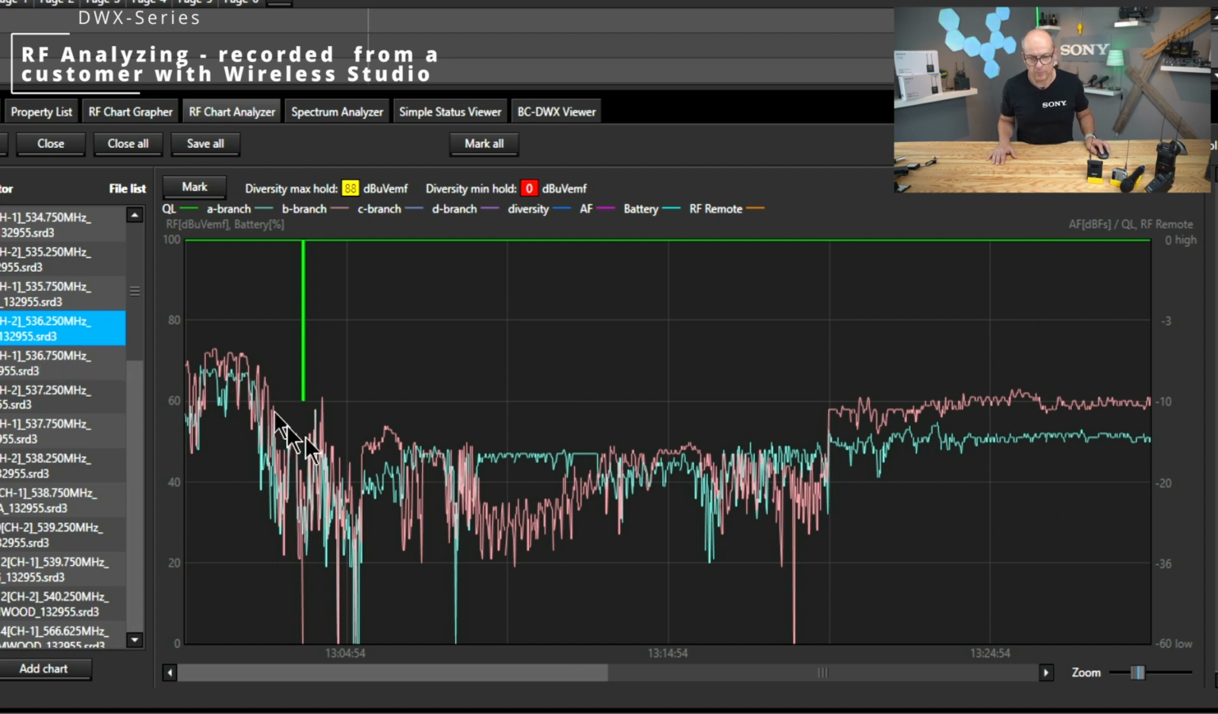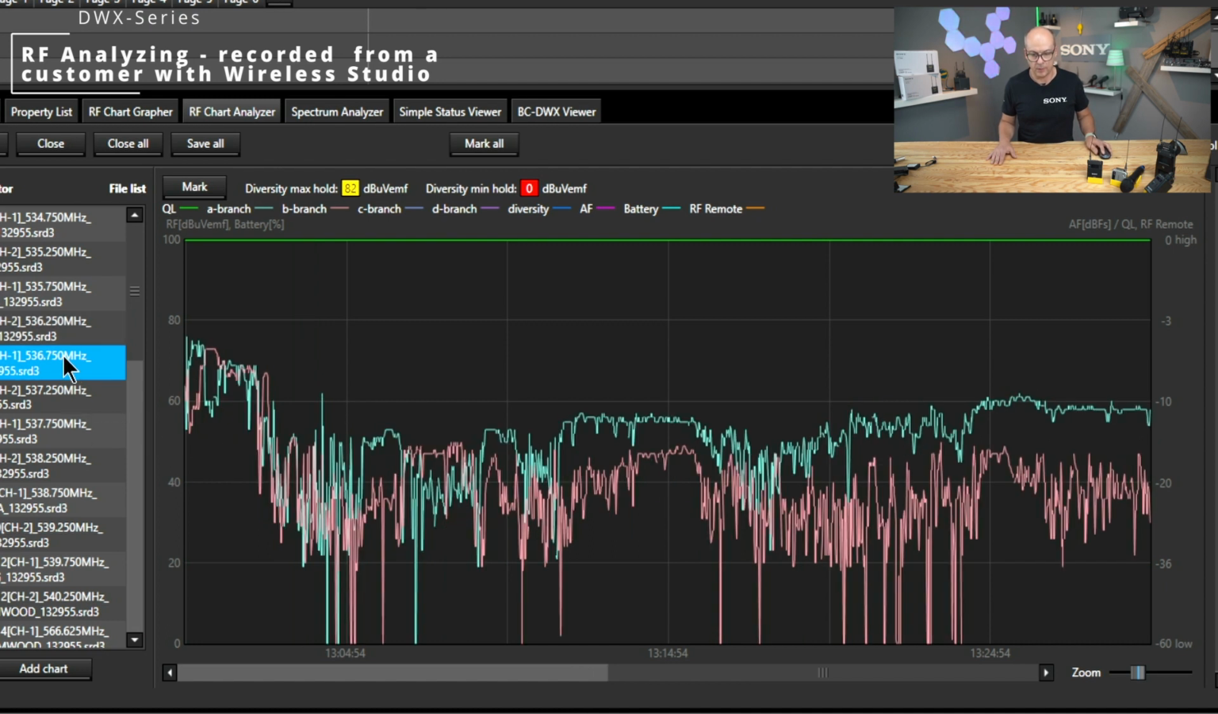Channel number 4, maybe the same. Here's a little better in the end, but still the antenna B is 10 dB lower in level over a long period of time. Here it's vice versa, antenna A is low. We don't know what happens.